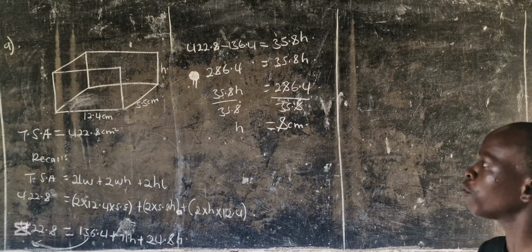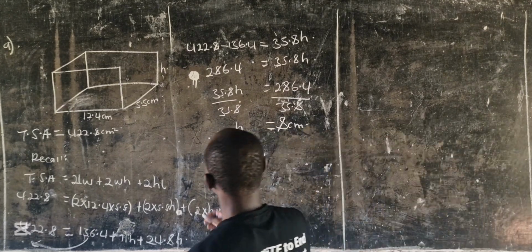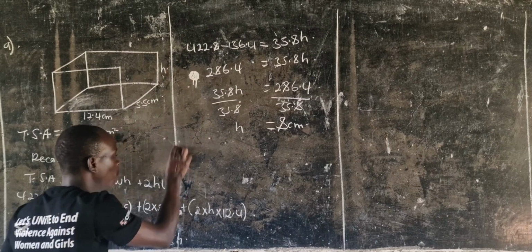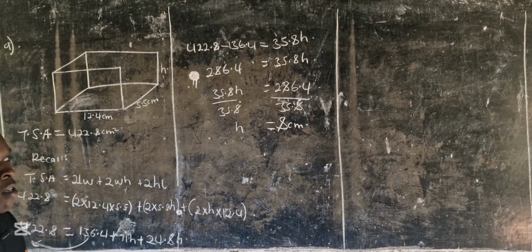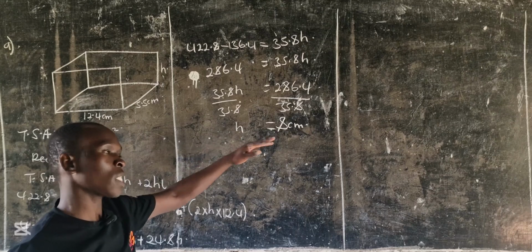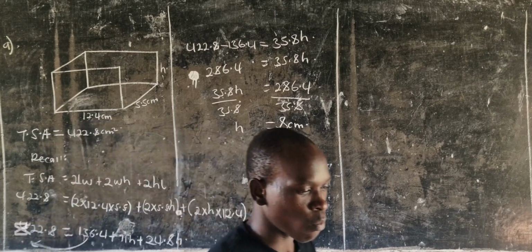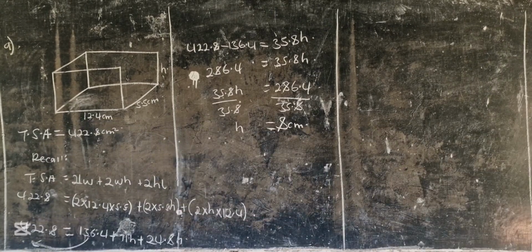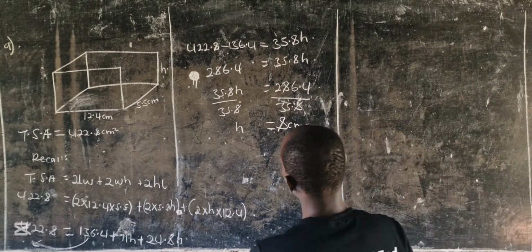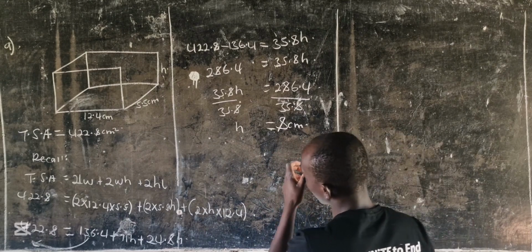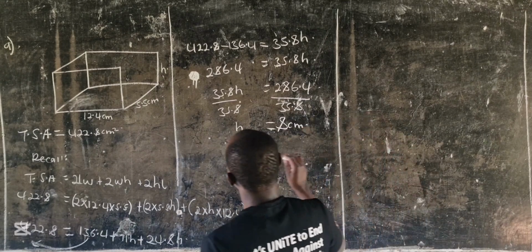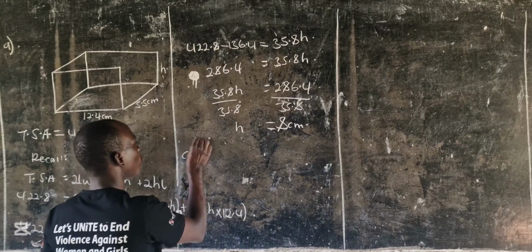Now, after getting the value of height, you simply now in part B, because part B required us to find the height of the box. So the height of the box is 8 centimeters. So in part C, determine the volume of the box he is to make. So after us getting the value for h, we can now get the volume. So this is part C.